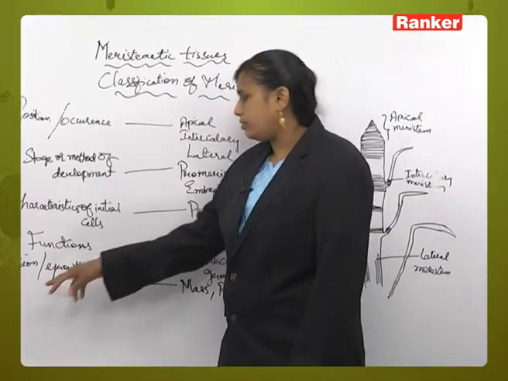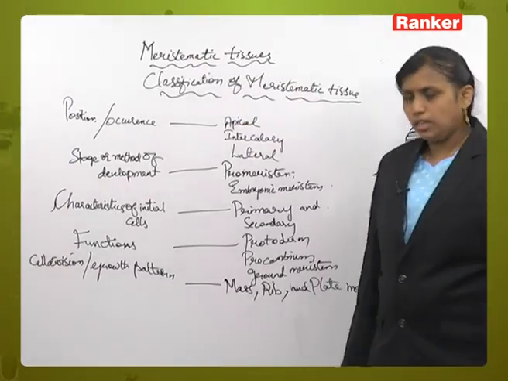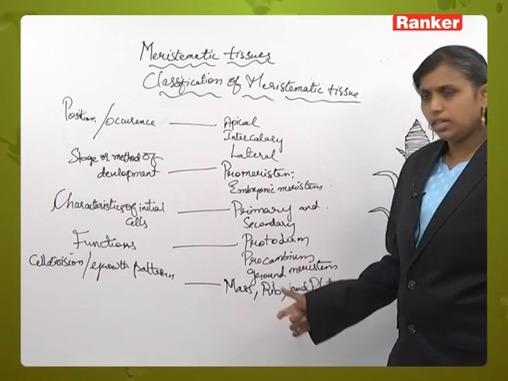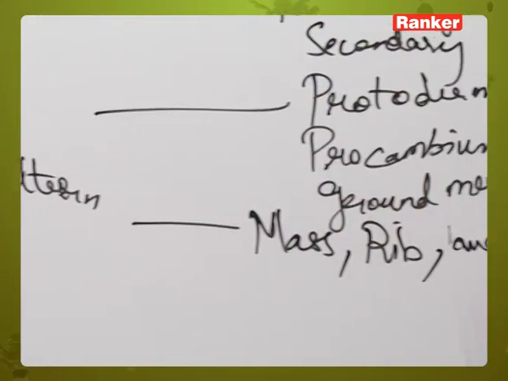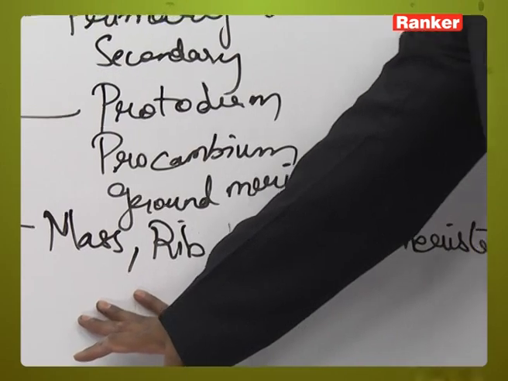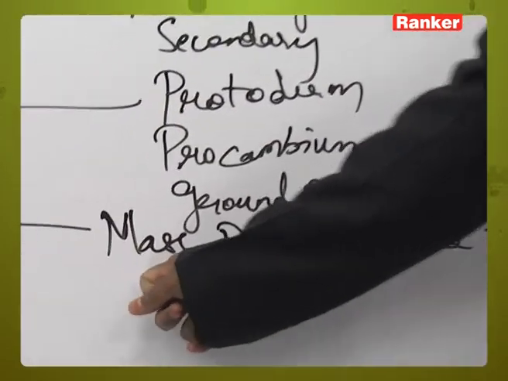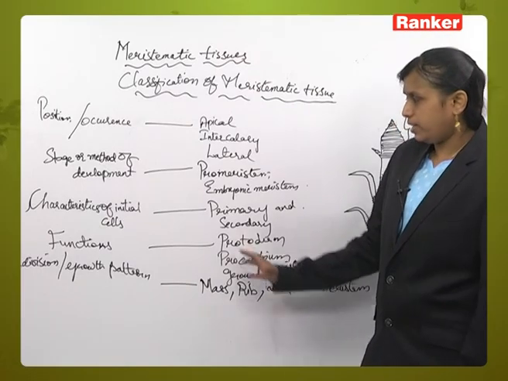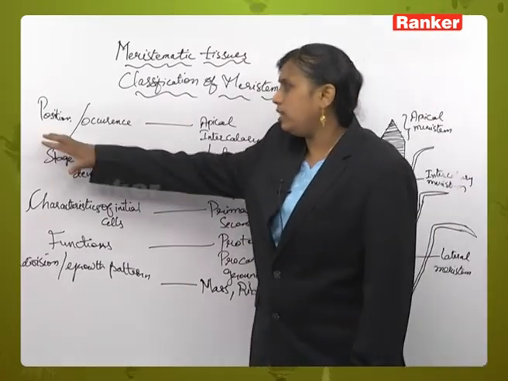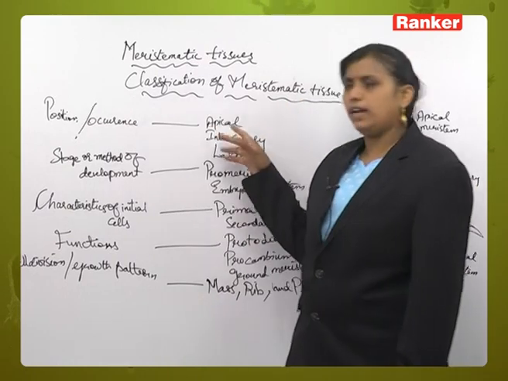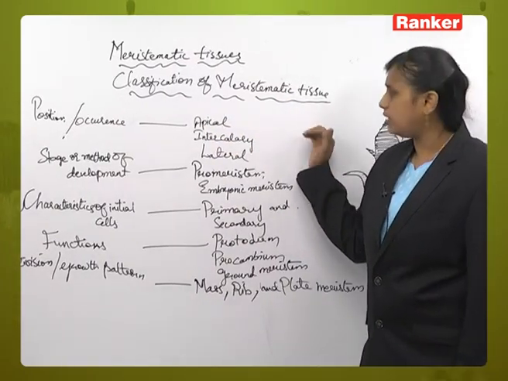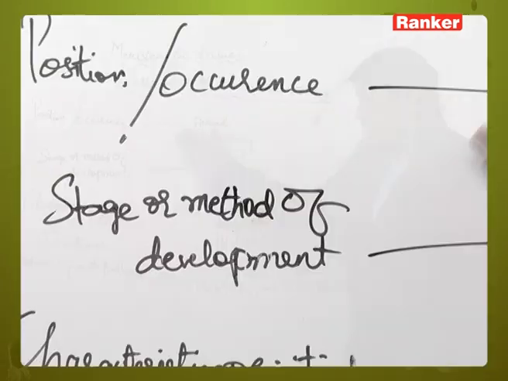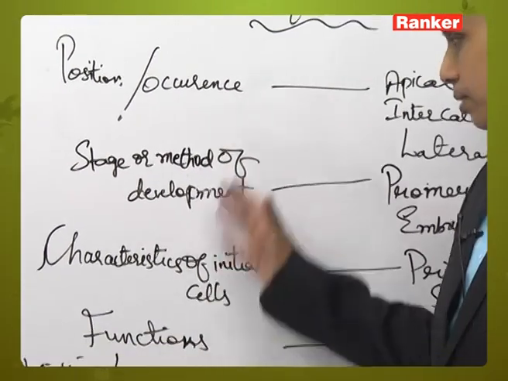Next, on the basis of cell division and growth pattern, what type of cell division and growth pattern it is following, the meristematic tissues may be of three types here: mass meristem, rib meristem and plate meristem. So, as per your syllabus, you have only the occurrence or position, that is, on the basis of position, what are the different types of meristematic tissue.